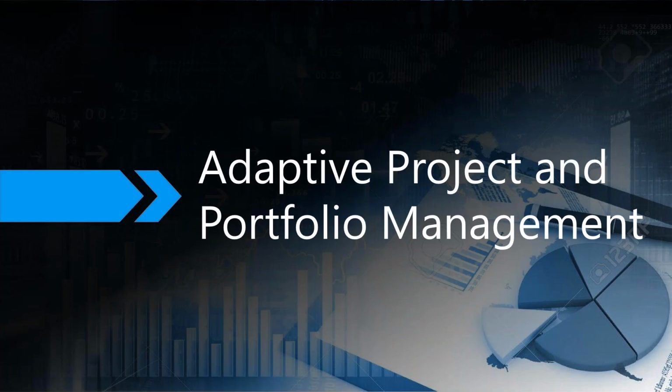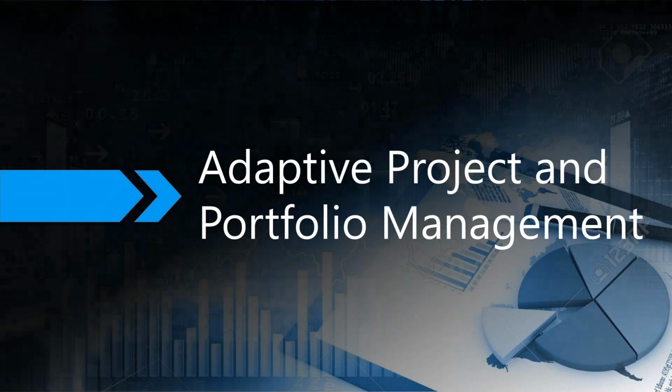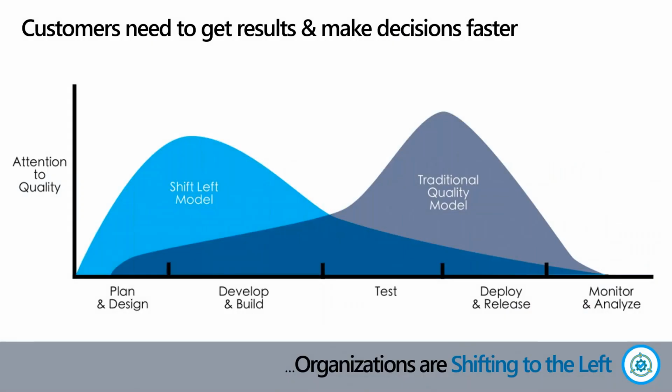Now, in the modern world, the concept of adaptive project and portfolio management is taking hold, and it's layering on another level of considerations that we have in this process. A common term today is organizations are shifting to the left, meaning they're becoming more agile. In the shift left model, people are doing things more iteratively and putting deliverables out in more consistent and more frequent timeframes so that value is received sooner and delivered incrementally rather than big bang at the end of a large development effort.